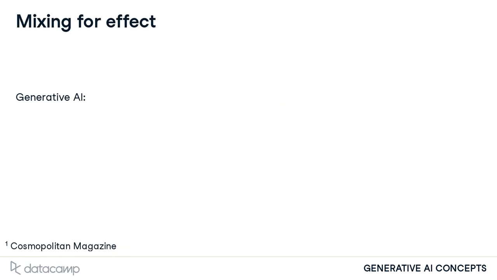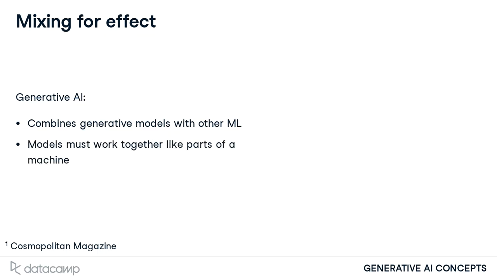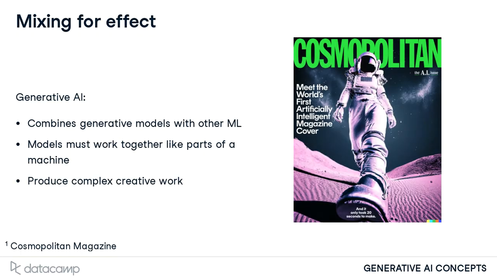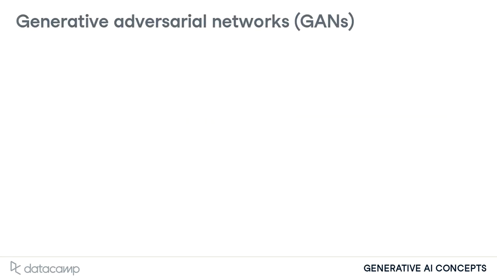Generative AI integrates discriminative models, generative models, and other statistical techniques, but we can't mash them together haphazardly. The models must work together like parts of a machine to produce high-quality responses. Ultimately, these mashups can produce beautiful creative works, like the examples we saw previously. Let's take the example of generative adversarial networks, or GANs.